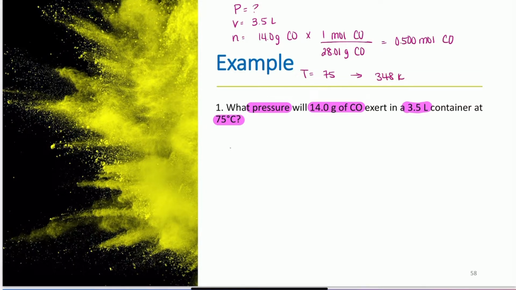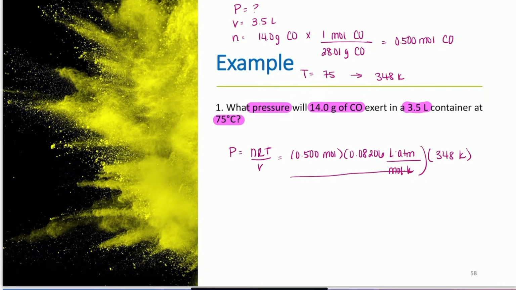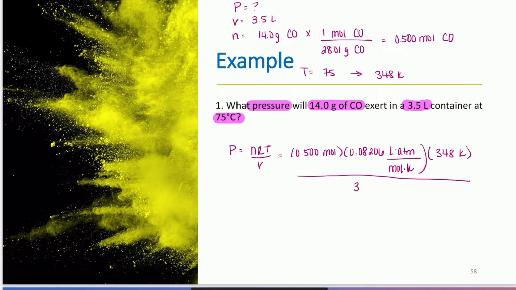So, rearrange your equation. P equals nRT over V. 0.500 moles times 0.08206 liter atmosphere per mole K, times 348 K, divided by our volume of 3.5 liters. Final answer here, our pressure will be 4.1 atmosphere.